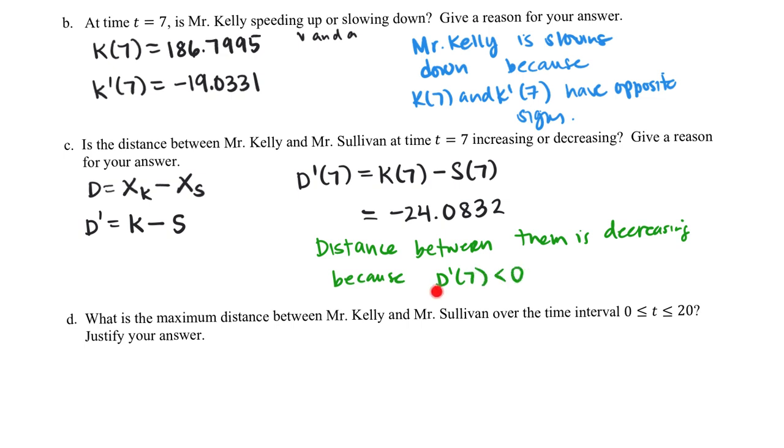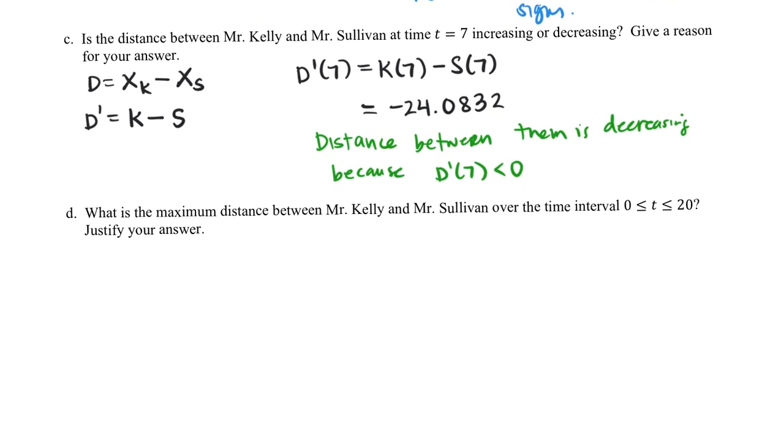They didn't give me d prime in the equation, but because right here I said d prime equals k minus s, it's okay for me to say d prime of 7, because I already told them d prime of 7 is the same as k of 7 minus s of 7, because the algebra says k of 7 minus s of 7 is less than 0.